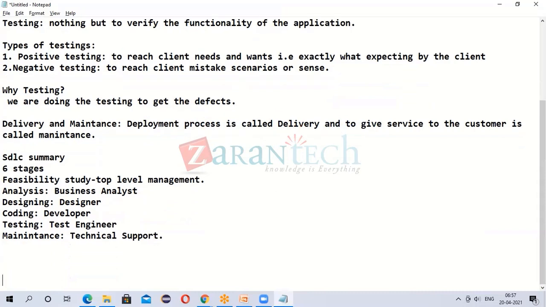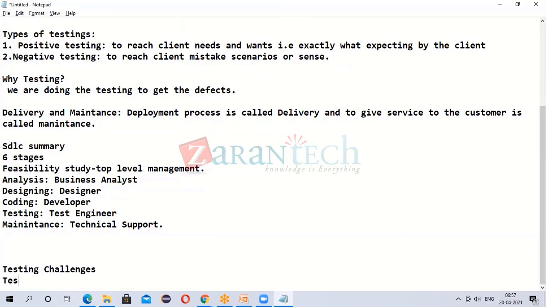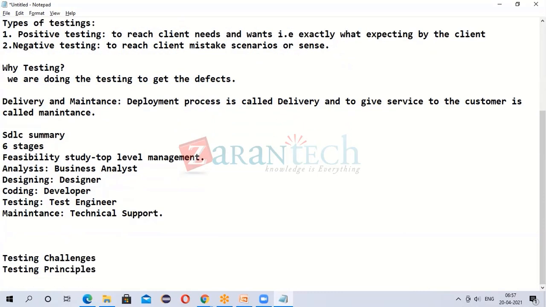So far, from the beginning of the sessions, we have covered testing challenges, testing principles, and the third topic, SDLC. First, get all my recordings and try to understand them. Today, listen to all the sessions I have completed. Tomorrow I'll start a new topic. I don't want to go forward. First, prepare these three topics today. Tomorrow I'll ask you a few questions.